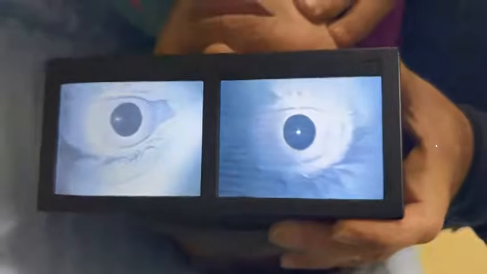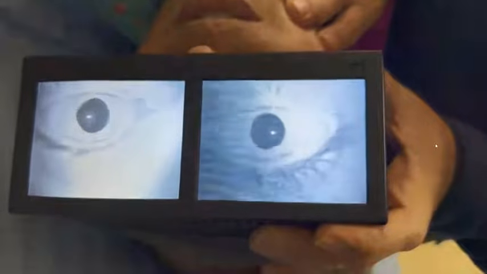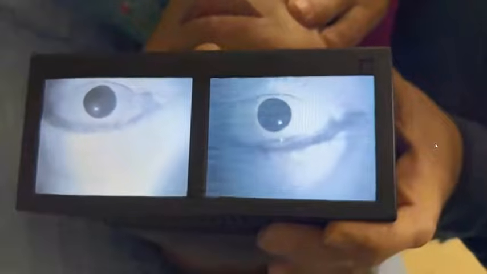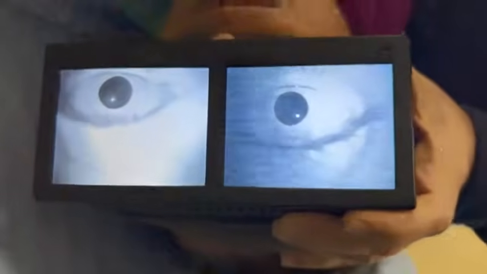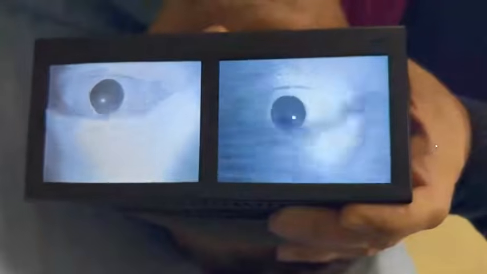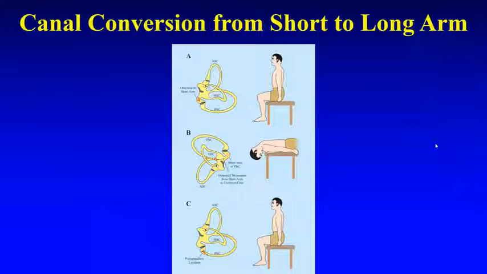Left Dix-Hallpike test was repeated after 24 hours. At 24 hours, the left Dix-Hallpike test elicited an upbeat left torsional nystagmus, implying a transformation from short arm to typical long arm periampullary posterior semicircular canalolithiasis, which was subsequently successfully treated with the left Epley maneuver. So, how did that happen?